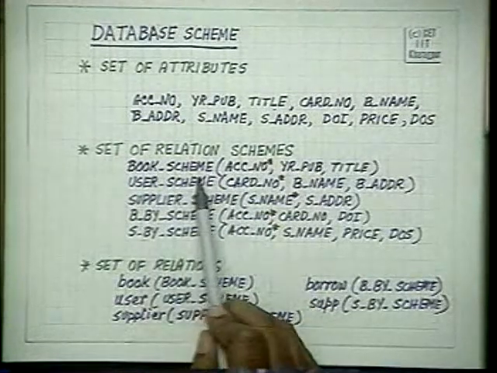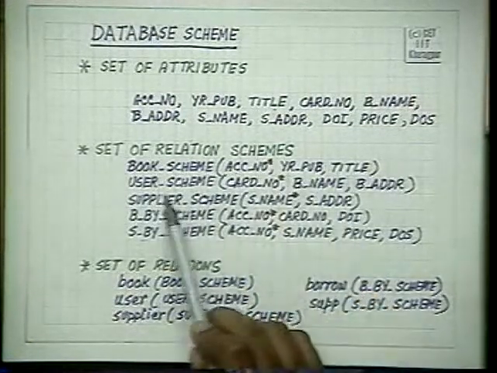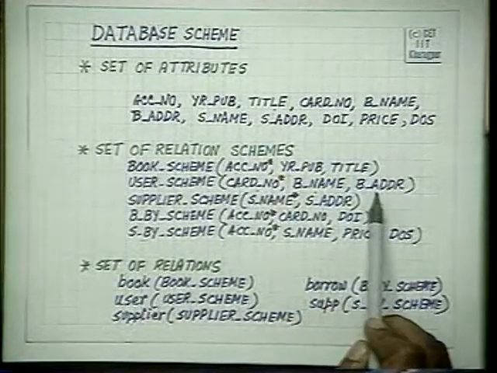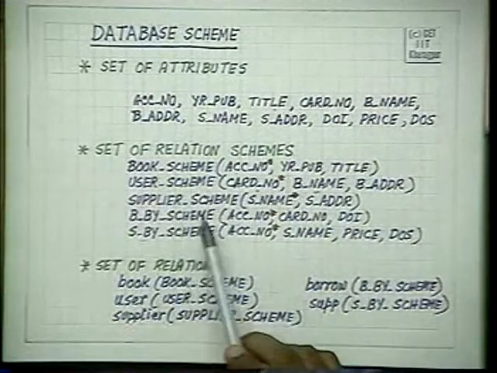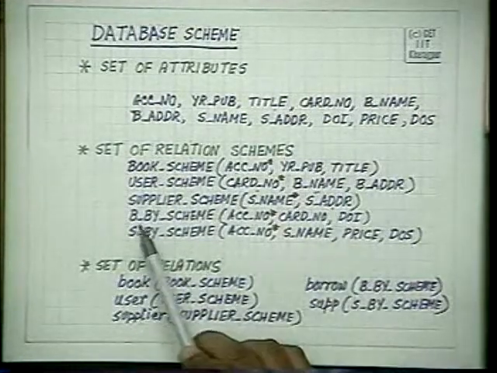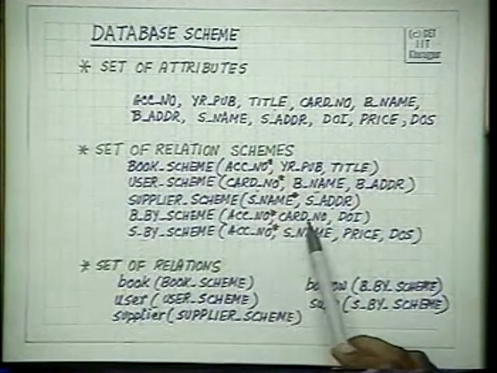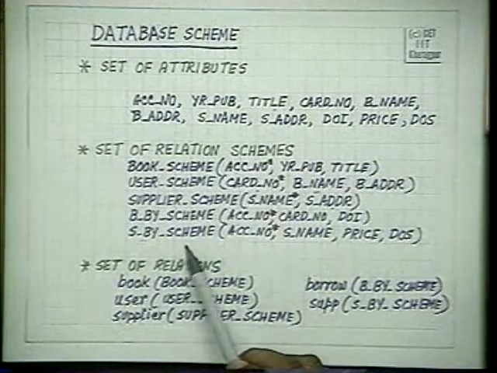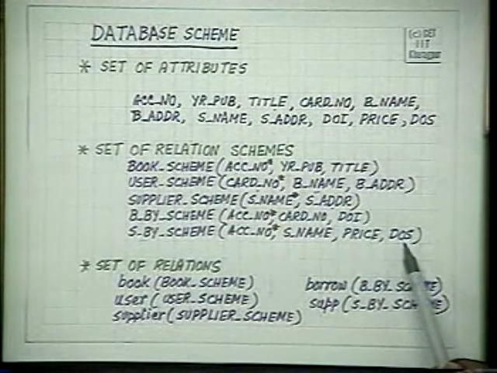The book scheme has attributes account number, year of publication and title. The user scheme has attributes card number, book name and borrower's name and borrower's address. The supplier scheme has attributes supplier name, supplier address. The borrowed by scheme has attributes accession number, card number, date of issue, and the supplied by scheme has accession number, supplier's name, price and date of supply.